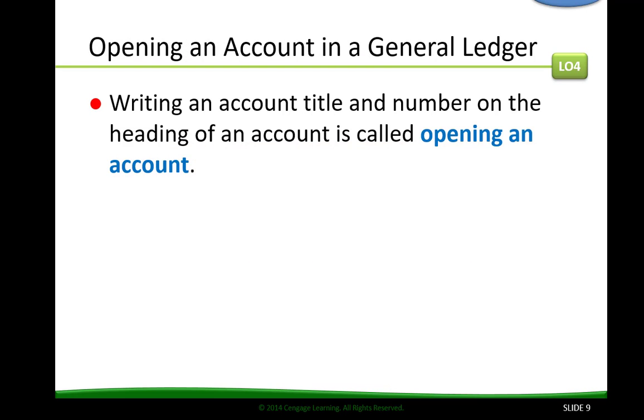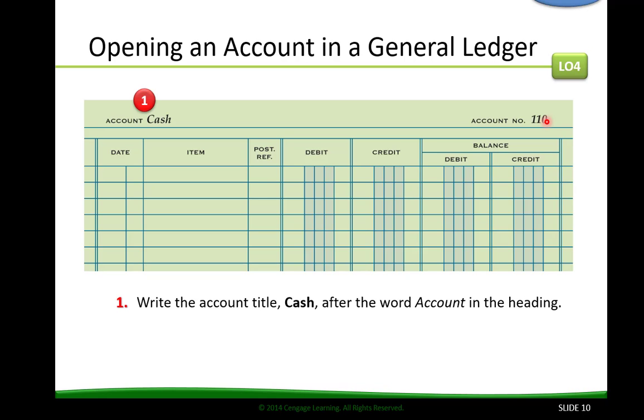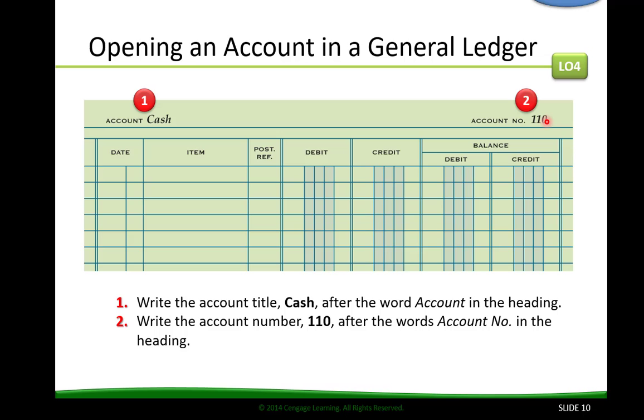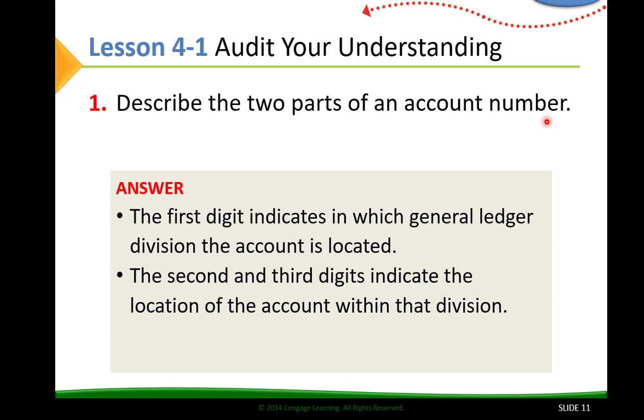So to open a general ledger account, you're going to put the account name here and the account number here. The account number has two parts: the first digit is which ledger division it is, and the second and third digits are the location within that division.